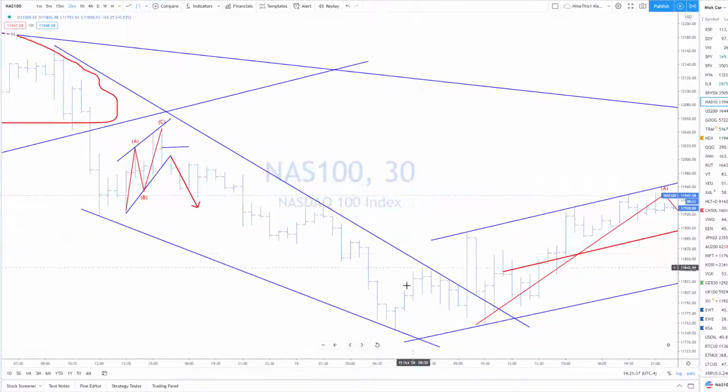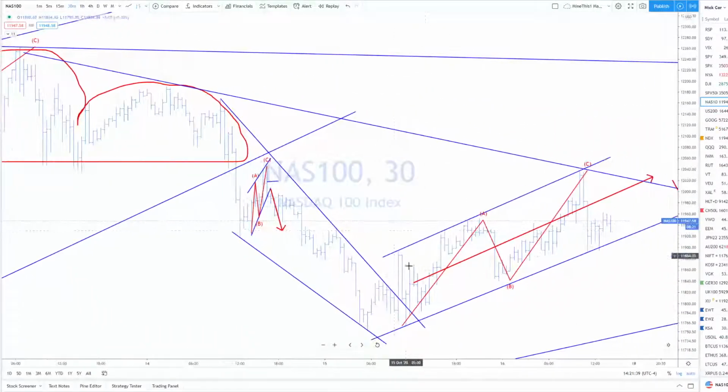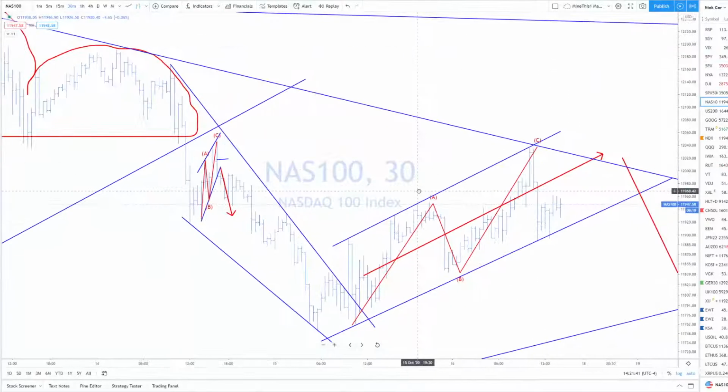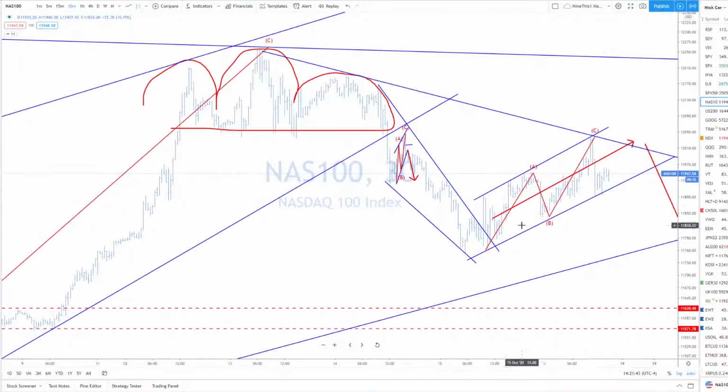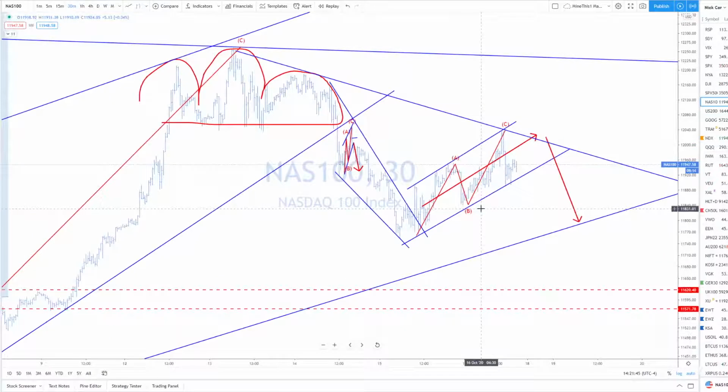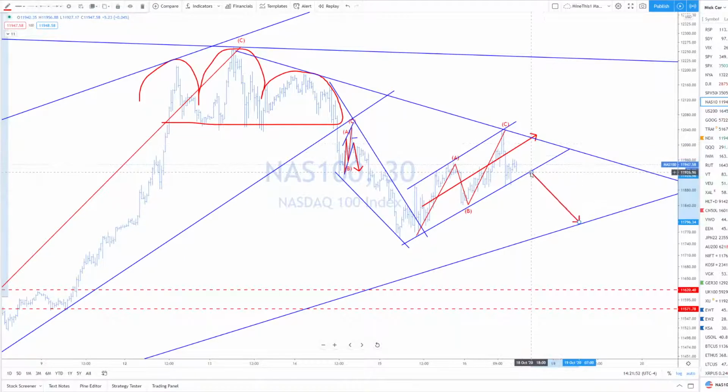And then we said, okay, what is it doing here? Well, it's trying to bottom. Sure enough, it bottomed, it went up. And now what is it doing? Well, not doing a very good job pushing higher. So the next move we're looking for is to the downside.